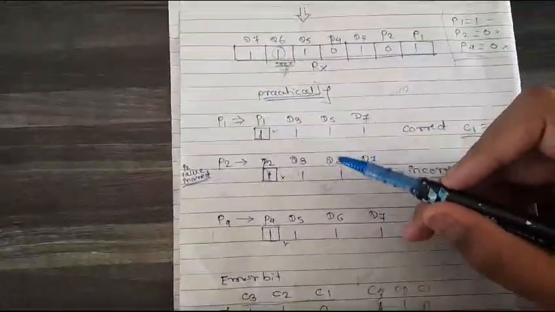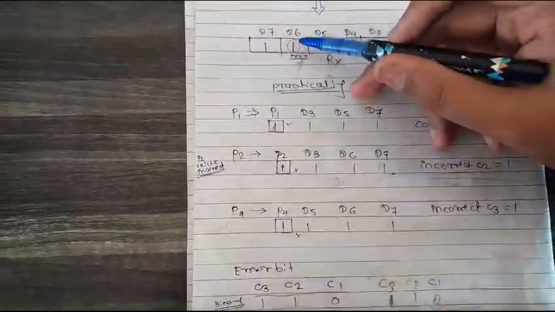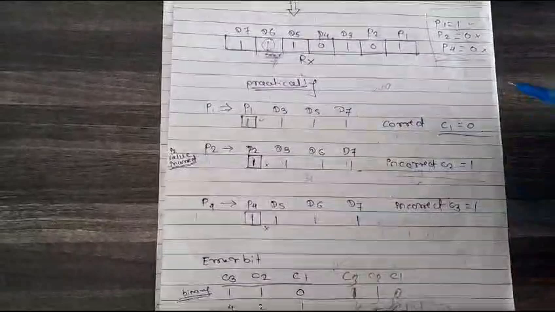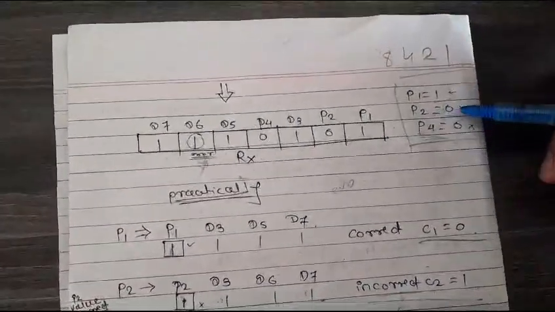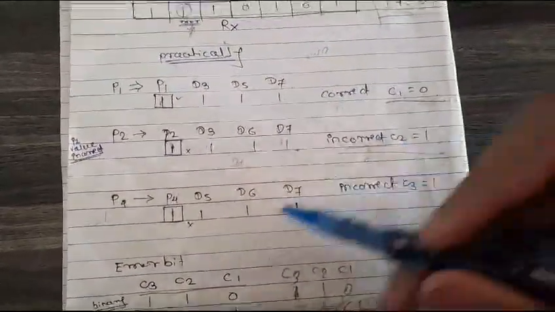For parity 2, we repeat the process. D3 is 1, D6 is also 1 and D7 is 1. To make it even, we give the value of 1 to parity 2. We check with the transmitted code if the value is correct. No, the value is not correct. So P2 is incorrect and C2 will be 1.